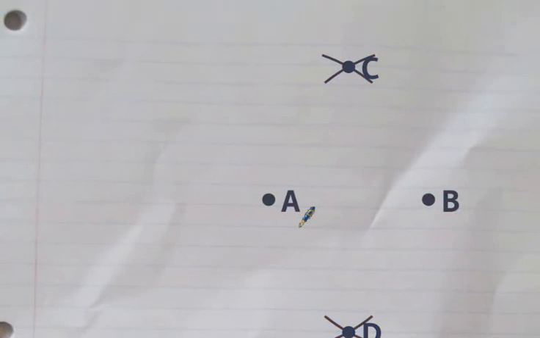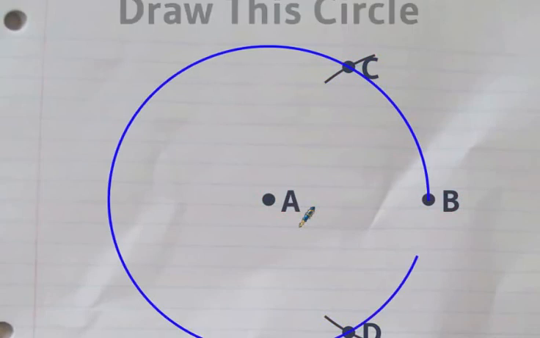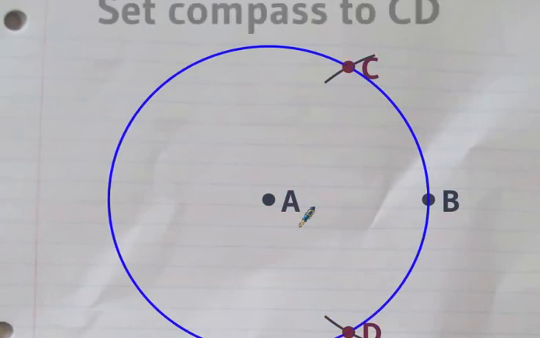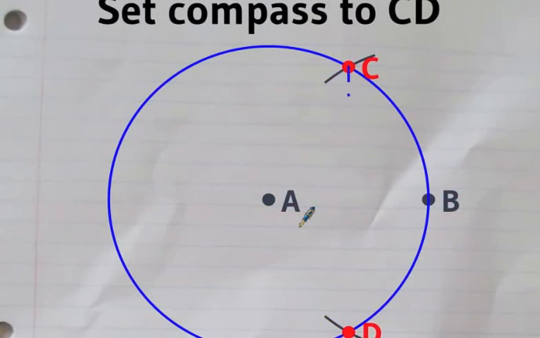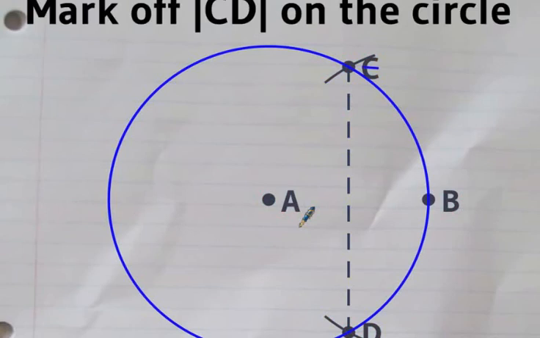Now draw the circle centered A, again with radius AB. The distance between C and D is exactly the right length to be the edges of the equilateral triangle.